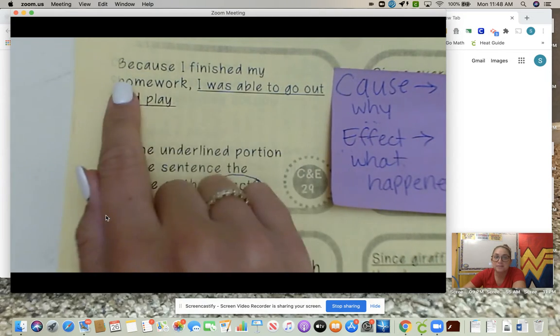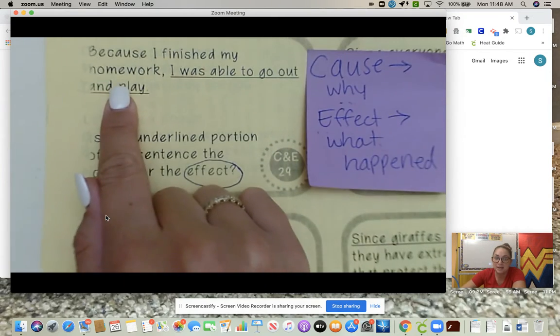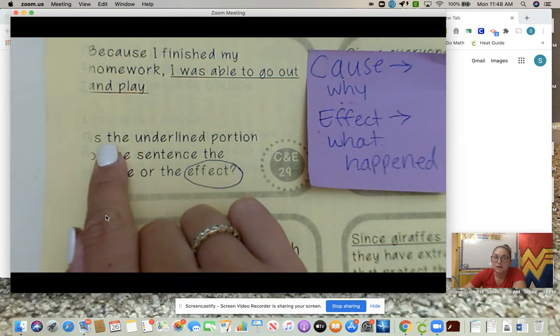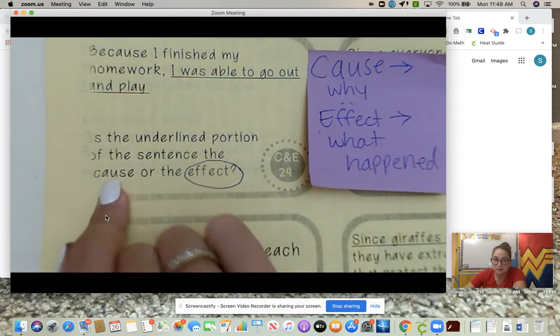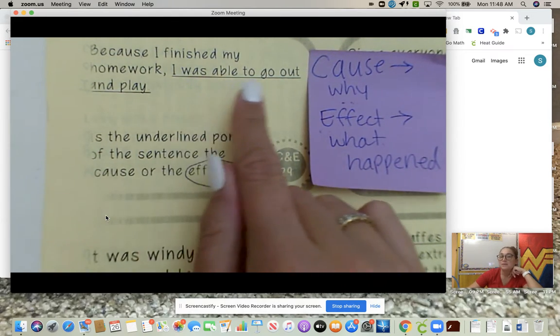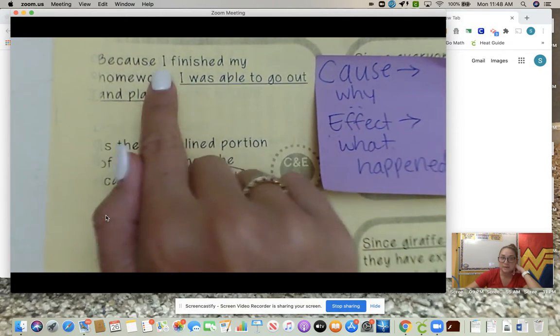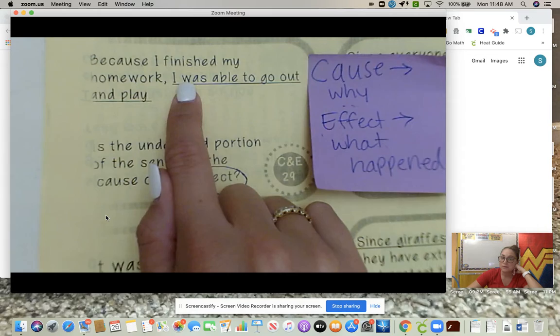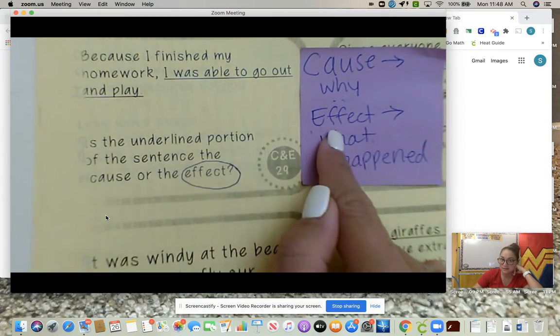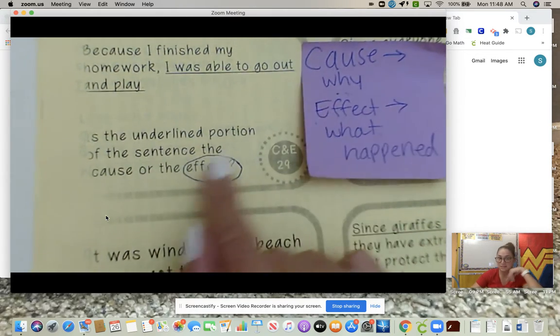So because I finished my homework, I was able to go out and play. So, is the underlined portion of the sentence the cause or the effect? I was able to go out and play. Why were you able to go out and play? Oh, because I finished my homework. So, the what happened in this piece is they were able to go out and play. That's the effect.